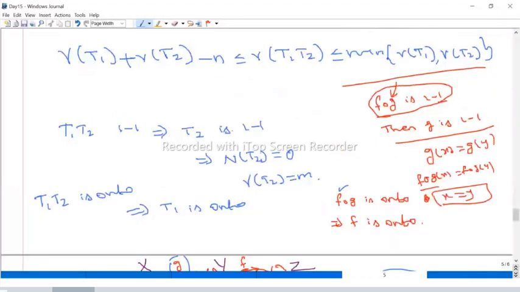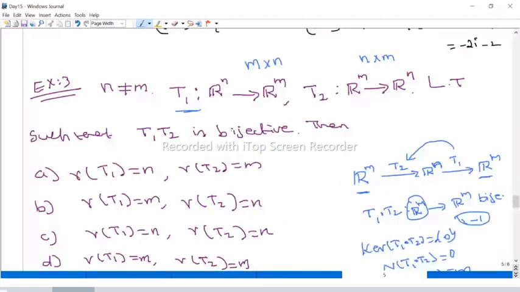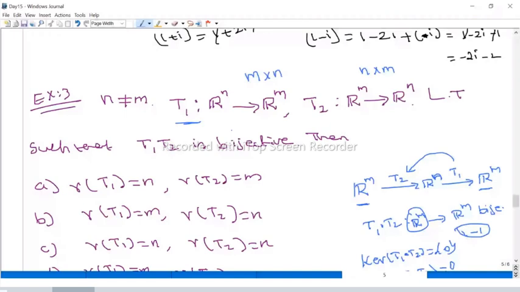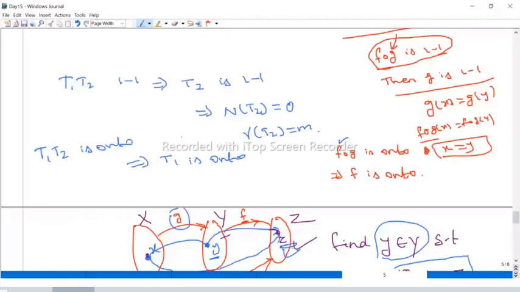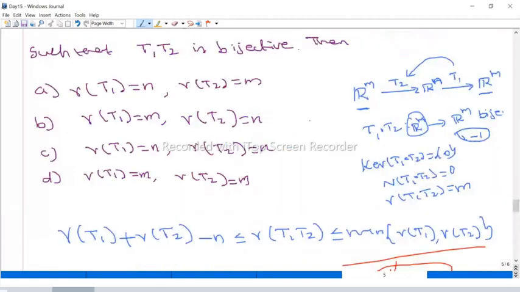T1 is a function from Rn to Rm. Therefore, this onto means the range space should be Rm. Therefore, the rank of T1 should be M, because the image of the domain should be the entire codomain. What is the dimension of this? M. Therefore, both the rank of T1 and T2 should be M. So that is the answer.